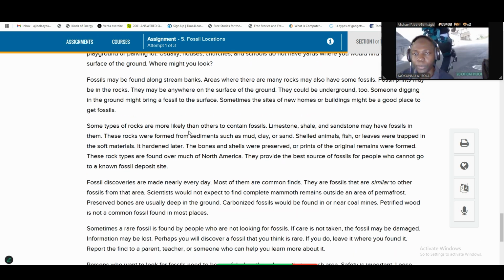Some types of rocks are more likely than others to contain fossils. Limestone, shale, and sandstone may have fossils in them. These rocks were formed from sediments such as mud, clay, or sand. Shelled animals, fish, or leaves were trapped in the soft materials. It hardened later. The bones and shells were preserved, or prints of the original remains were formed. These rock types are found in much of North America. They provide the best source of fossils for people who cannot go to a known fossil deposit site.